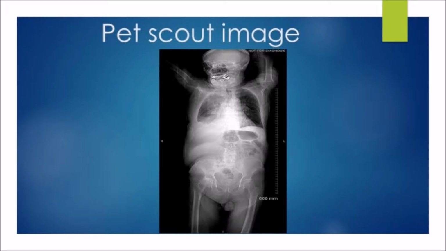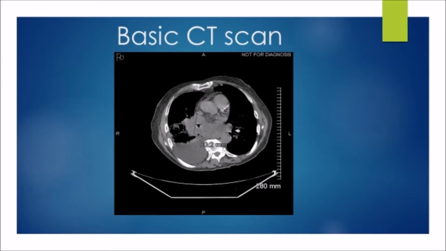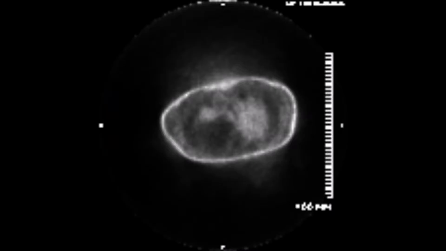The first image taken is a scout image. The scout image is from the head to about mid-thigh. Next, a basic CT, which is not used for diagnostic purposes, is taken of the area of interest. Then, a PET image is taken. After all the images are taken, the basic CT and PET images are fused over each other, and that creates the fused images. PET scans are looking for dense highlighted areas.